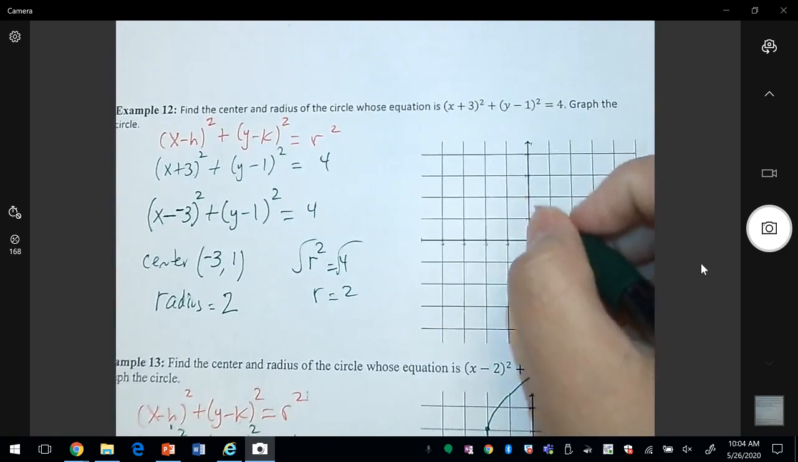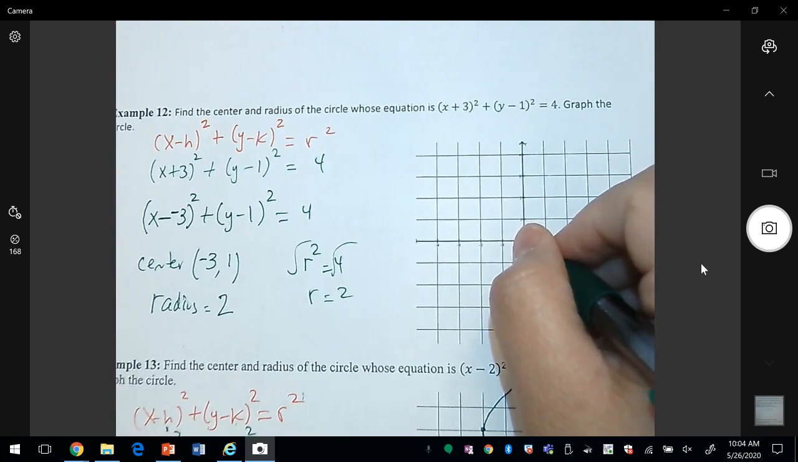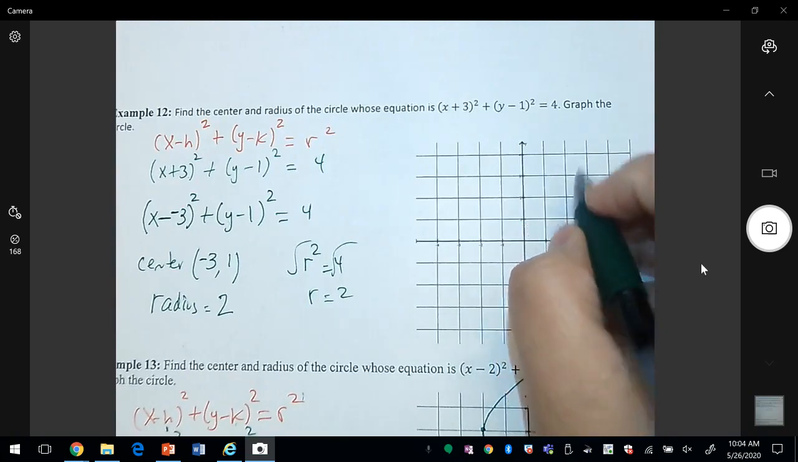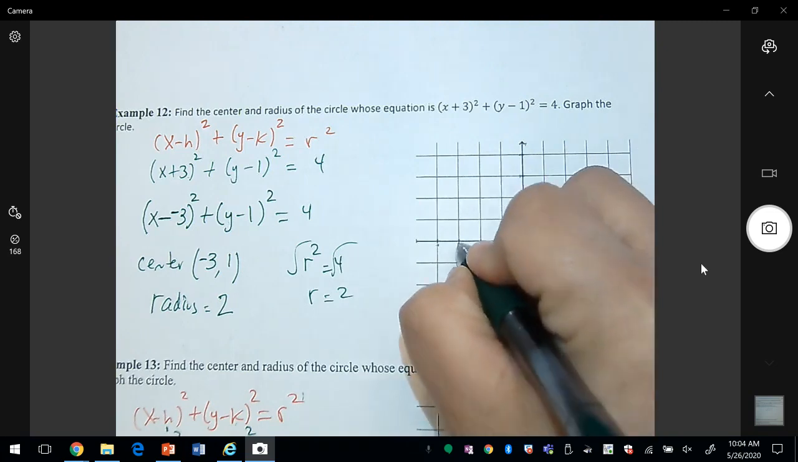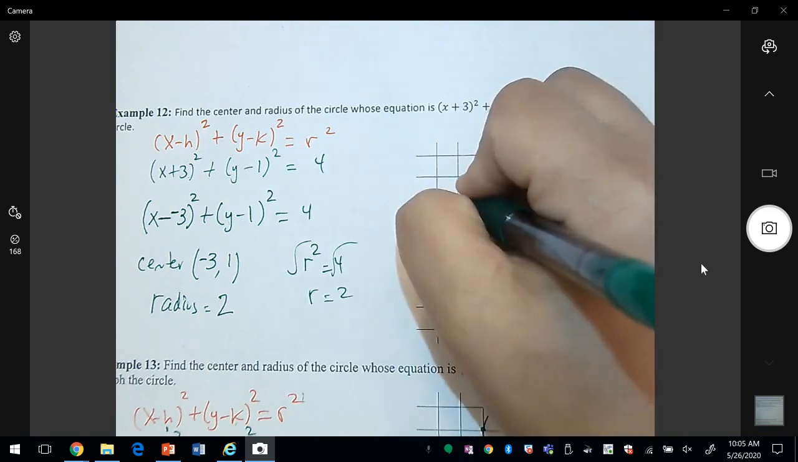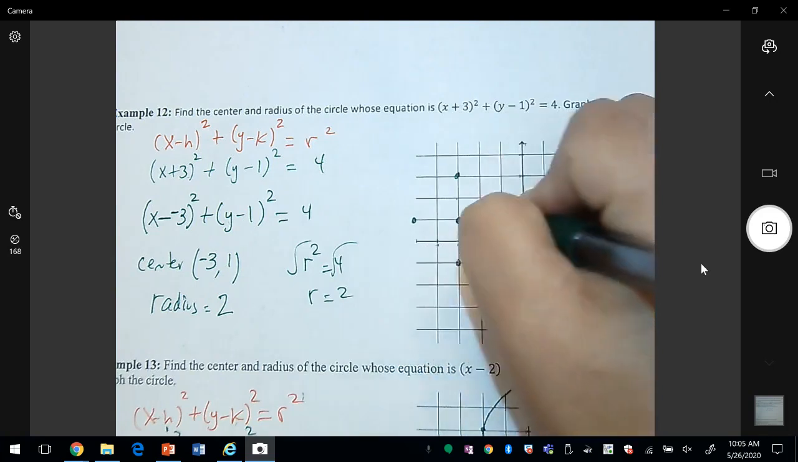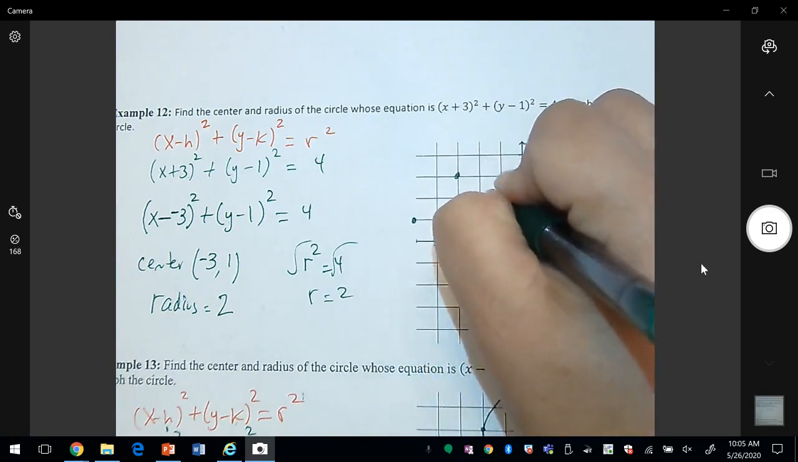So now we can graph the circle. The center is negative 3 and 1, and the radius is 2. And then from here, we're going to go up 2, to the left 2, down 2, and right 2, and then we can sketch our circle.